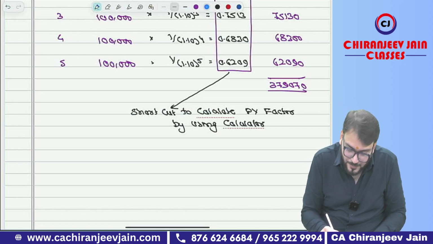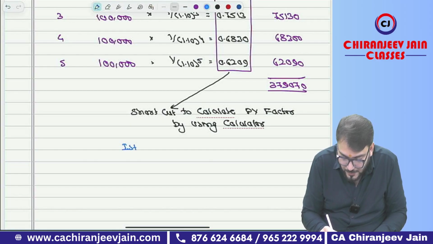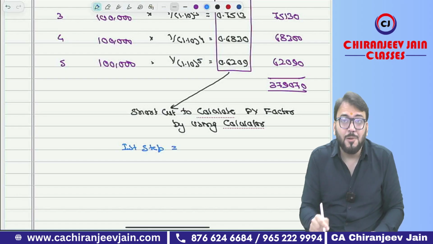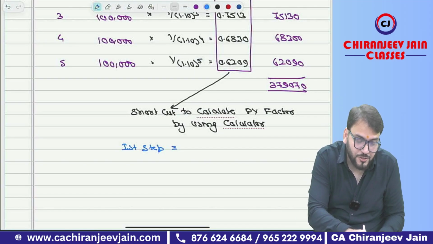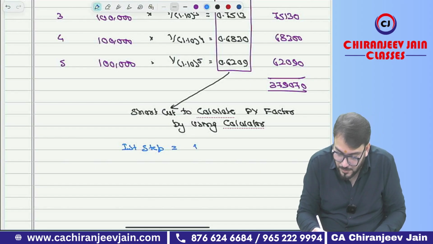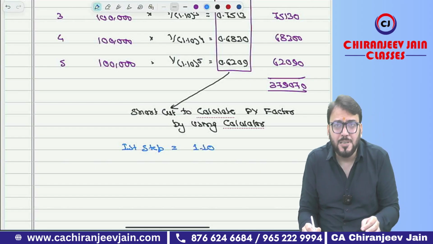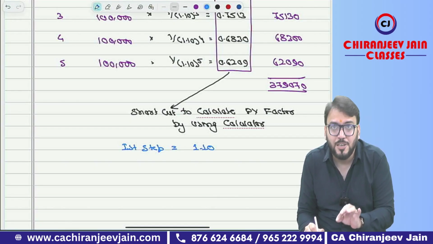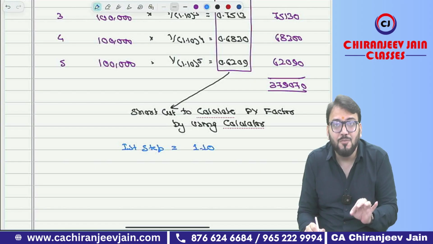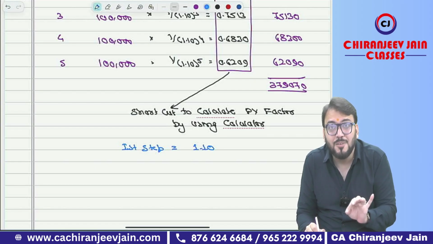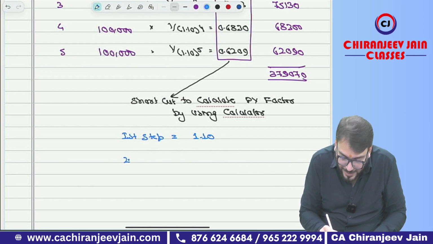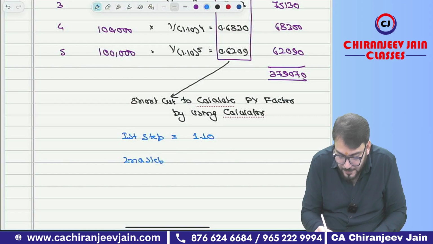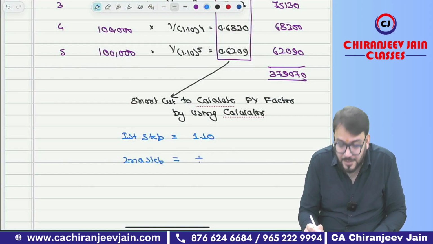So first, what do you do? First step in calculator. Our rate of interest was 10%, so it means it is 1.10. So first type 1.10 in your calculator. If the rate of interest is 12%, then you need to type 1.12. If it is 15%, then 1.15. If it is 5%, 1.05. Understood? Correct? 1.10.